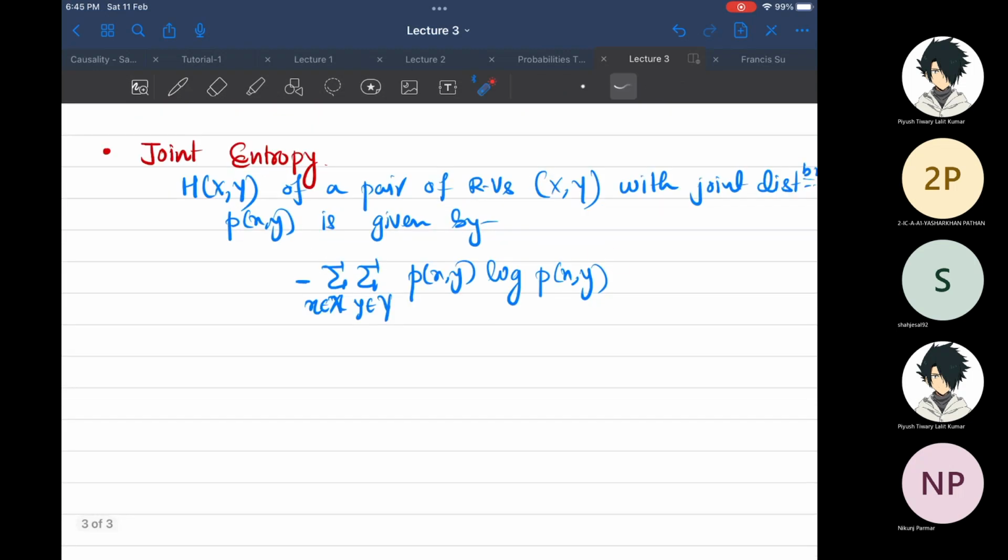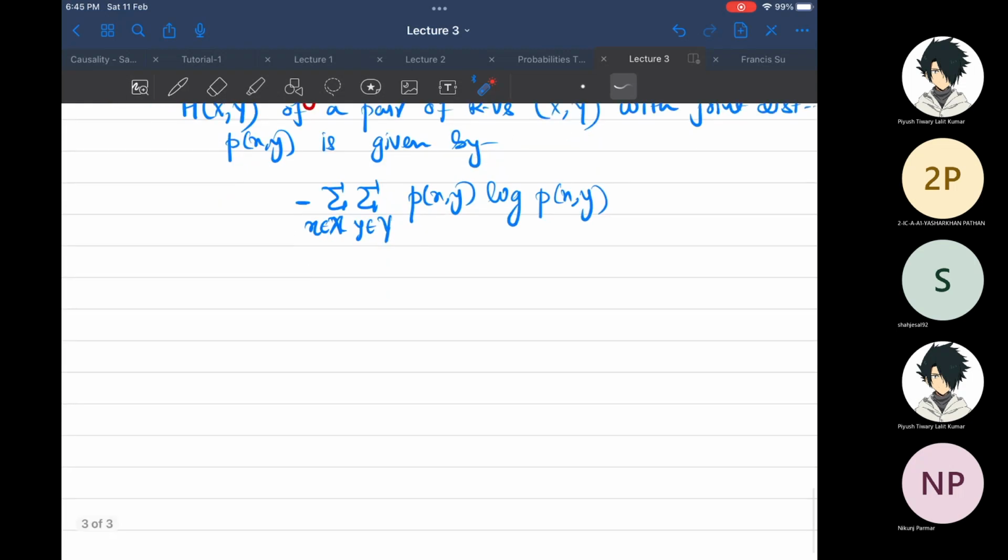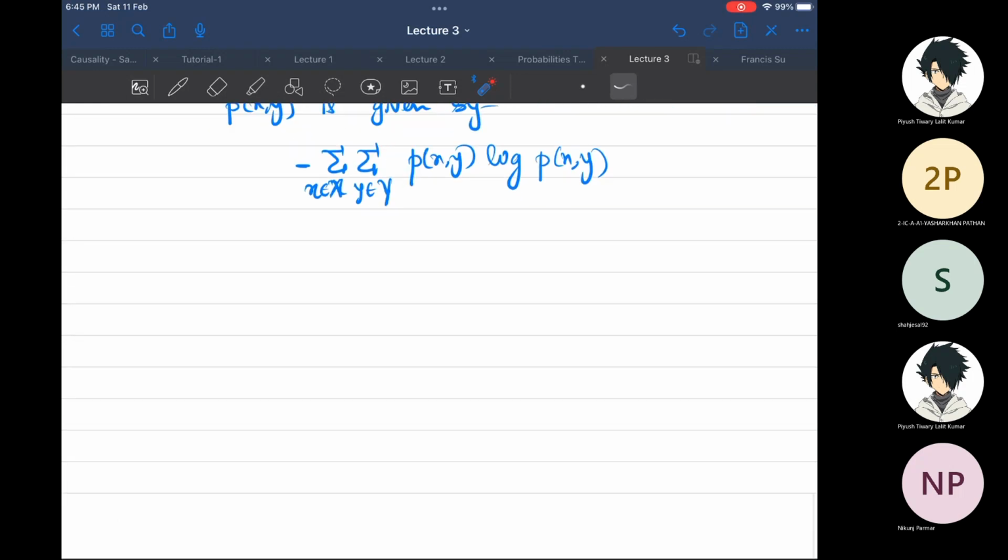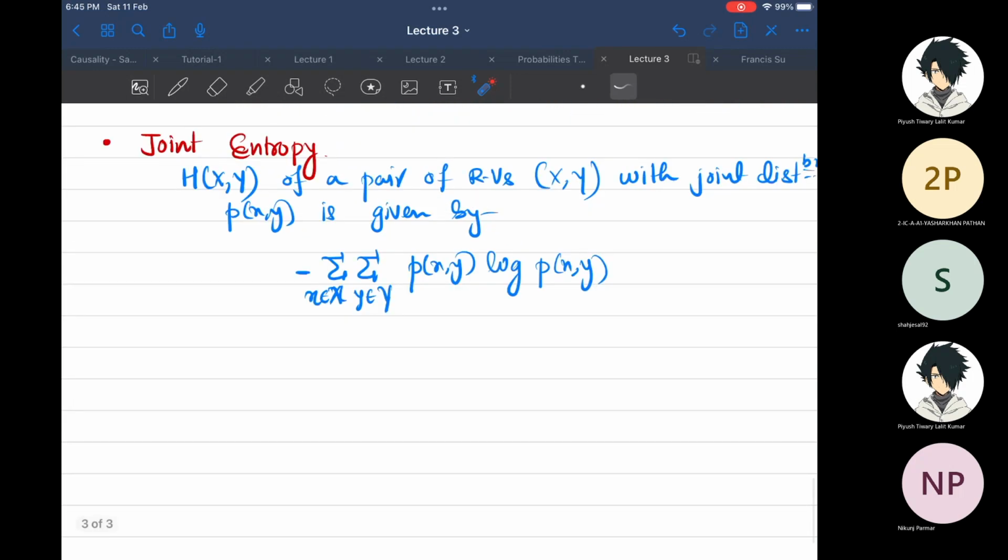I hope you can see that there is nothing special in this formula. Earlier you had only one summation, and only one variable, so it was just p of x, and inside the log also you had one variable. Since you have a pair of random variables, there are two summations, and there is a joint distribution instead of a marginal distribution. So this is very clear.